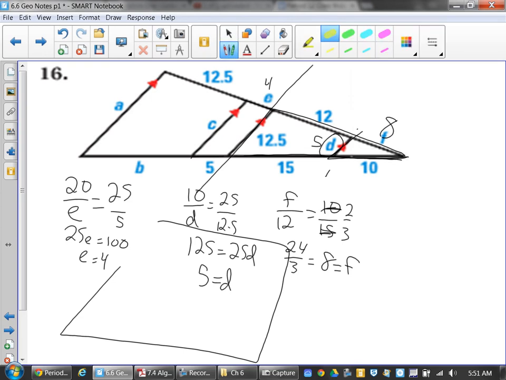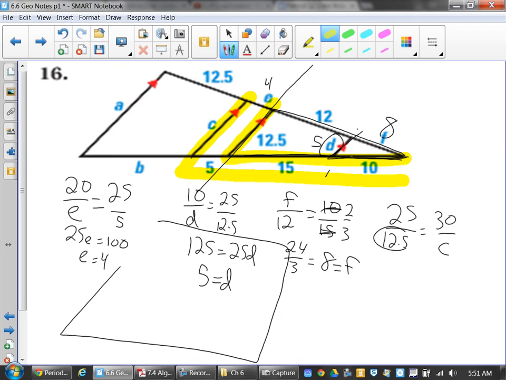From there, to figure out c, I'm going to do 25 is 12.5, as 30 is to c. And you might already be able to figure that out in your head. 25 is to 12.5, as 30 is to c. Well, 12 and a half is half 25. So what's half of 30? It's 15.